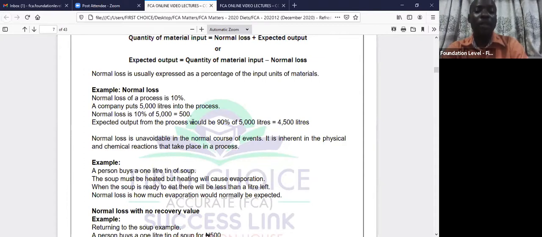Normal losses are unavoidable in manufacturing processes.